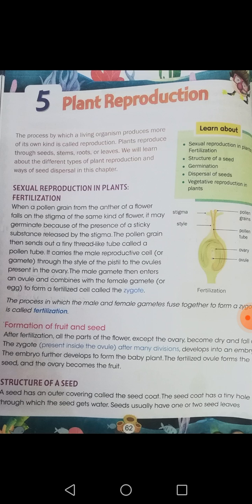In seeds with two cotyledons, the particular food is stored in the two cotyledons. Because of this, the cotyledon looks fleshy and thick. While the seed which has only one cotyledon, the food is not stored inside it. It is stored inside another part of the plant.